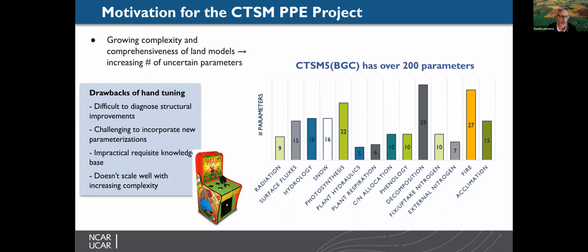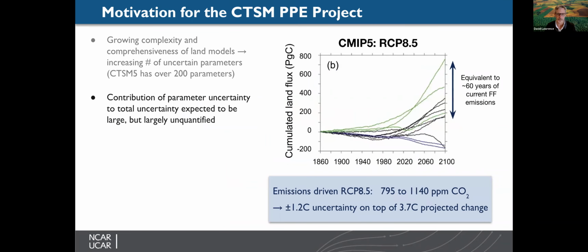It's impractical. There's really an impractical requisite knowledge base. There's nobody who knows the impact of all these parameters in the model at this stage. And it doesn't scale well with increasing complexity. The more complex we get the model, the less possible it is to do any sort of hand tuning. So obviously, we would like to have automated calibration, but automated calibration on the global scale has been a challenge that has essentially not been met yet by the land modeling community, especially for models like biogeochemistry models, which have very long spin-up timescales, and makes it very hard to go through parameter estimation methodologies.